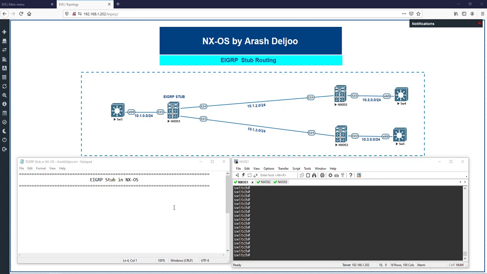Okay, we learned about the EIGRP stub. Here I'm only going to configure it, and we're going to see some results of the EIGRP stub feature. Let's first configure this scenario. After that we can talk about the details of the stub feature.